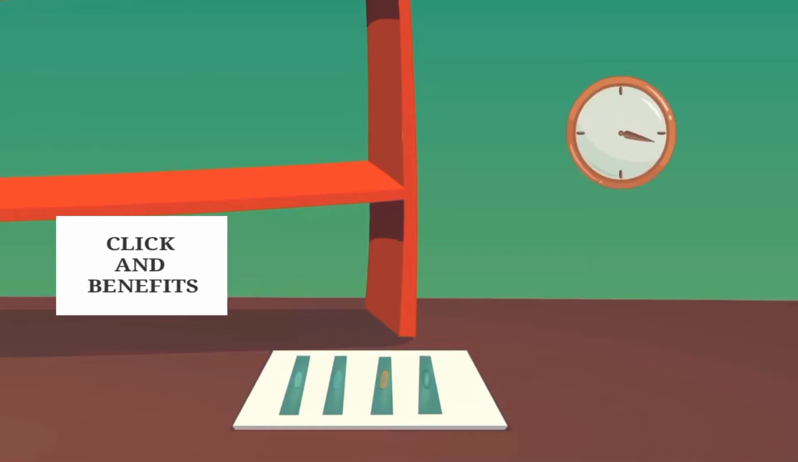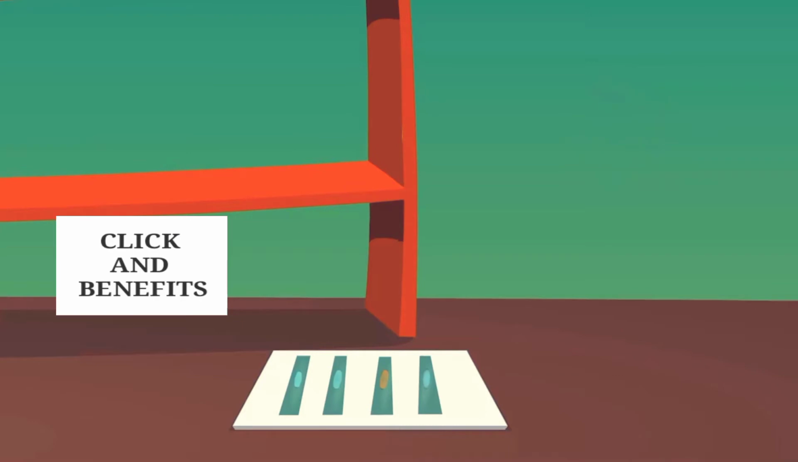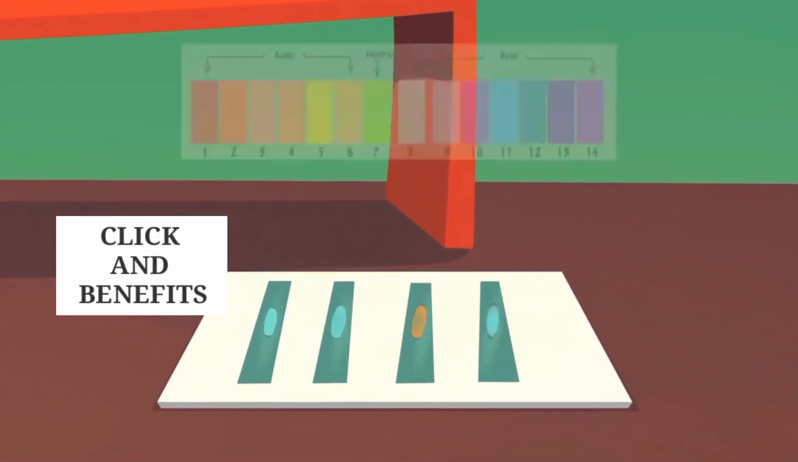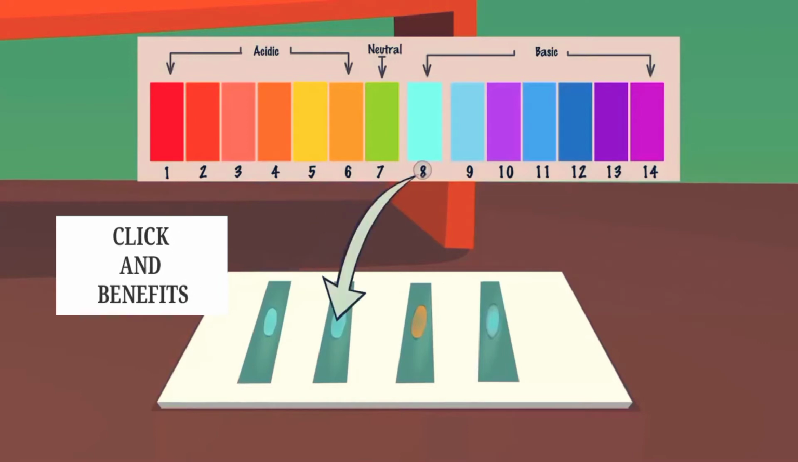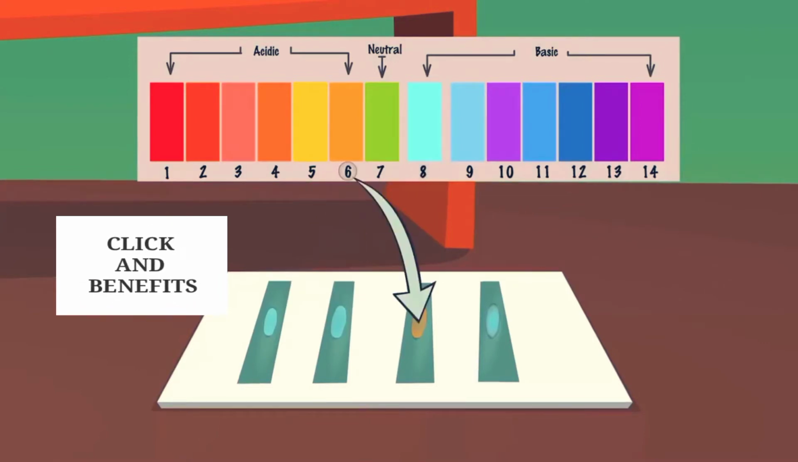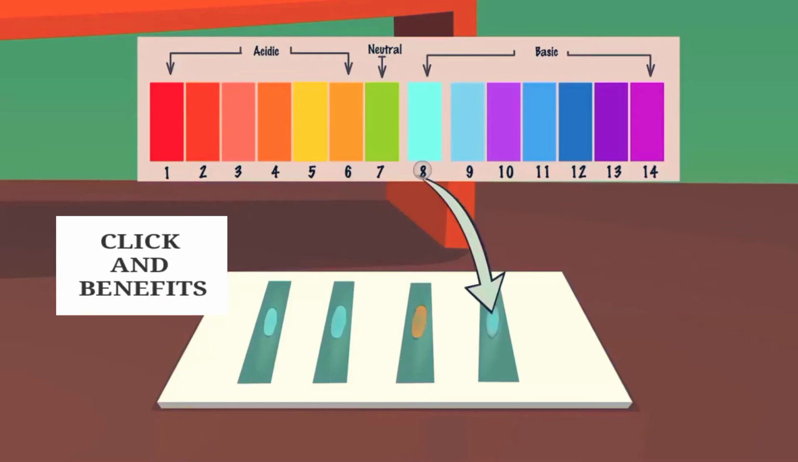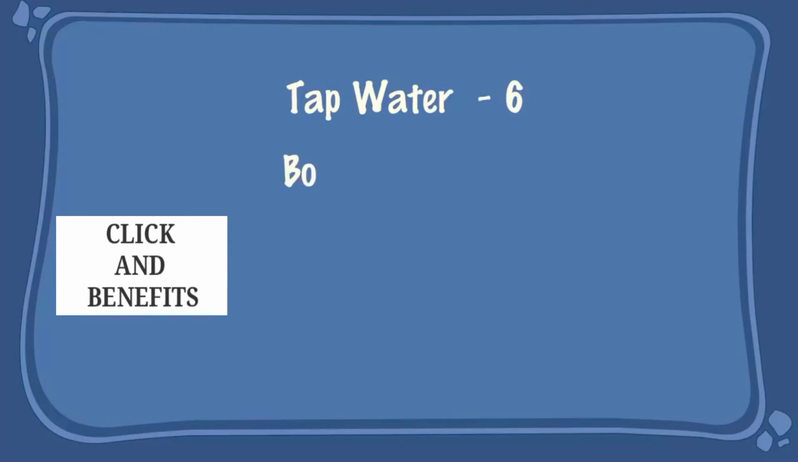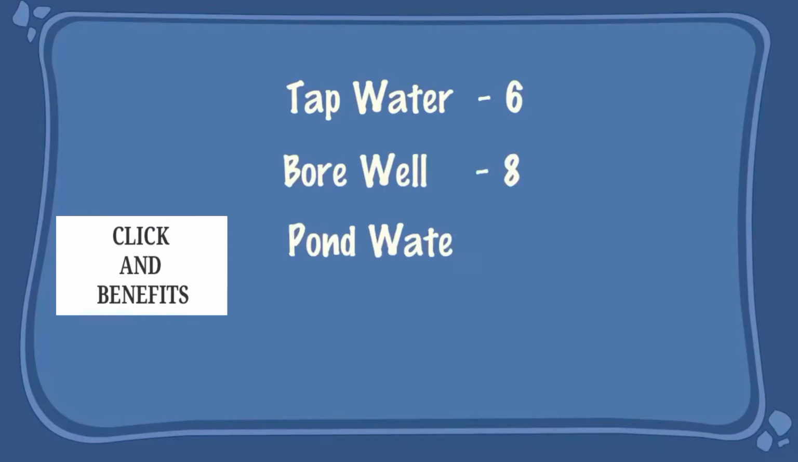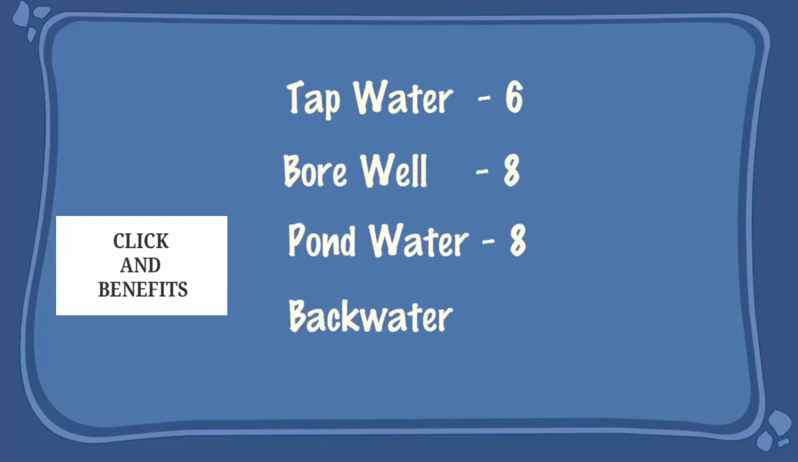Wait for some time for the pH paper to dry. Note the color and compare with the color chart given on the broad range indicator paper and get a rough estimate of pH of the sample solutions. We can observe that tap water has pH 6 and borewell water, backwater and pond water have pH 8.